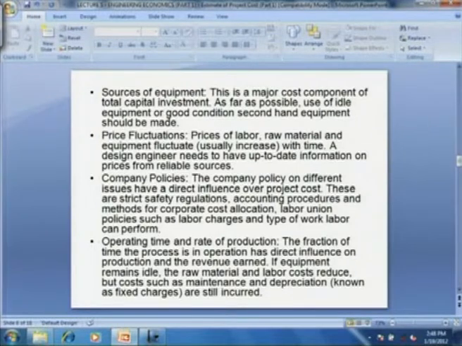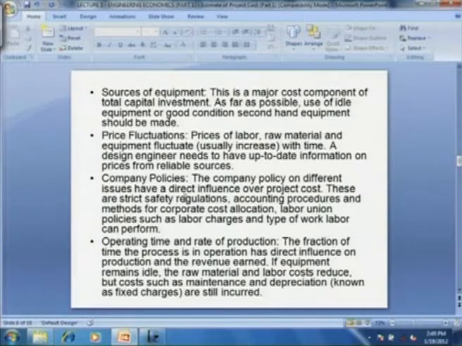Then the second thing is price fluctuation. One needs to have a reasonable idea of price fluctuation. The price of labor, raw material and equipment fluctuates in time. Usually it increases, but sometimes it may go down also. A design engineer needs to have up-to-date information on prices of the equipment, raw material and labor, and in this case the purity of raw material also comes into the picture. The purer raw material is expensive, but it reduces the cost of pre-treatment. Therefore, one has to have a reasonable idea of the price fluctuation.